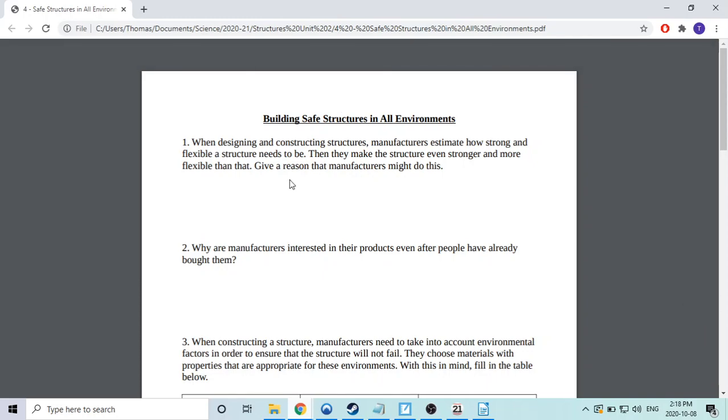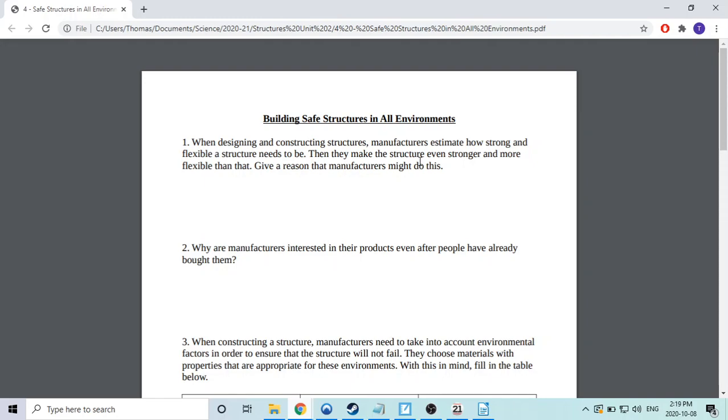All right, the first question asks, when you're designing and constructing a structure, the manufacturer, so the builders, guess how strong and flexible a structure has to be. Then they make it even stronger and more flexible than that. Why? Give me a reason why you make it even stronger than you need to.